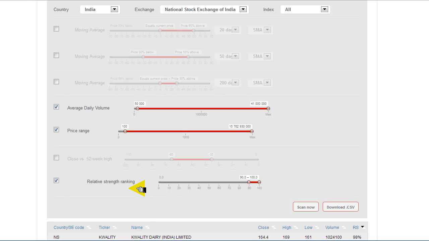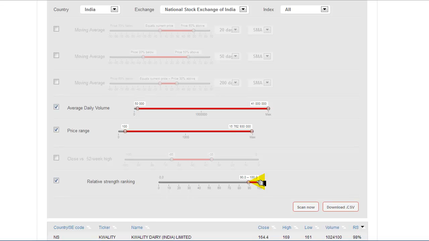So the stock is simply being compared to other stocks in the exchange. So therefore, stocks with a relative strength ranking of, let's say, 90 to 100 would be among the top 10% of the strongest stocks in the exchange. So that's what we'll do. Let's go ahead and select the checkbox here and do a relative strength ranking from 90 to 100. That'll show us the strongest stocks.